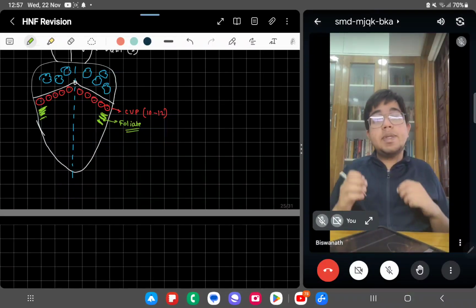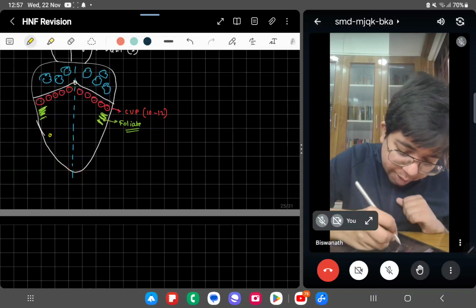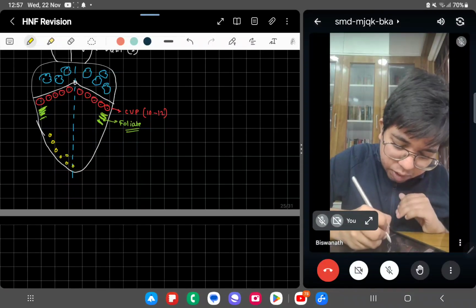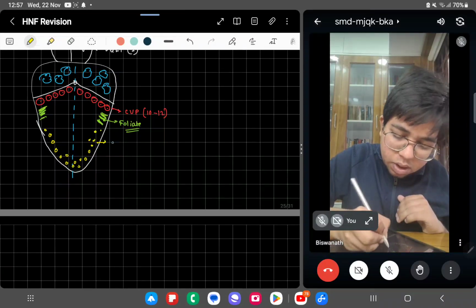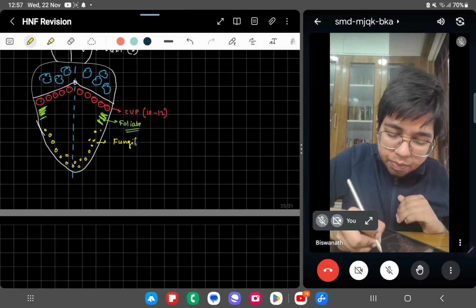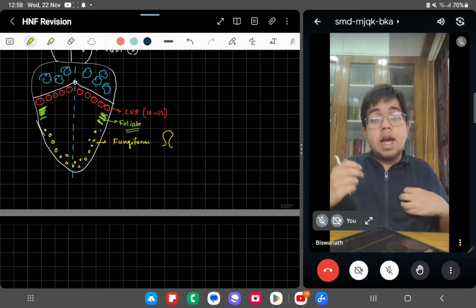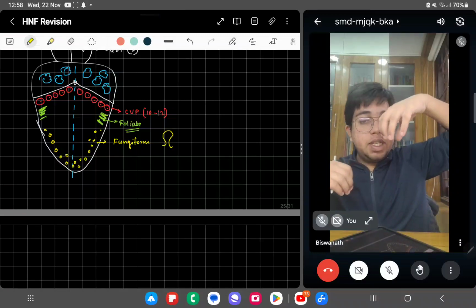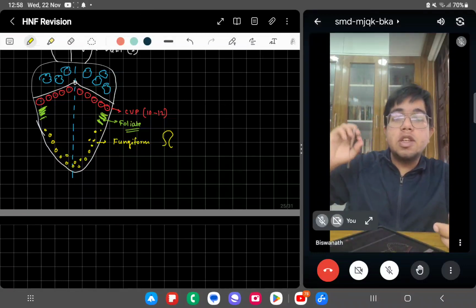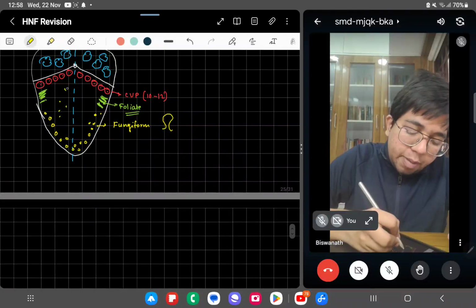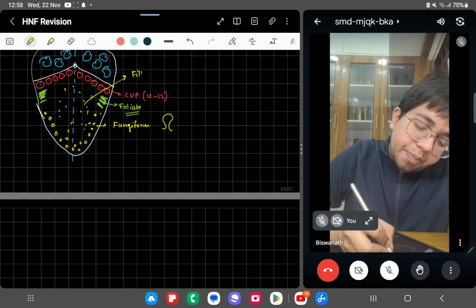Then we have some fungiform papillae in the more anterior part, arranged like this. These are your fungiform papillae. They have a pedicel, a bulged part and a top part. They are mushroom-shaped papillae, called fungiform papillae. And then we have filiform papillae distributed evenly over the dorsum of the tongue. These are your filiform papillae.